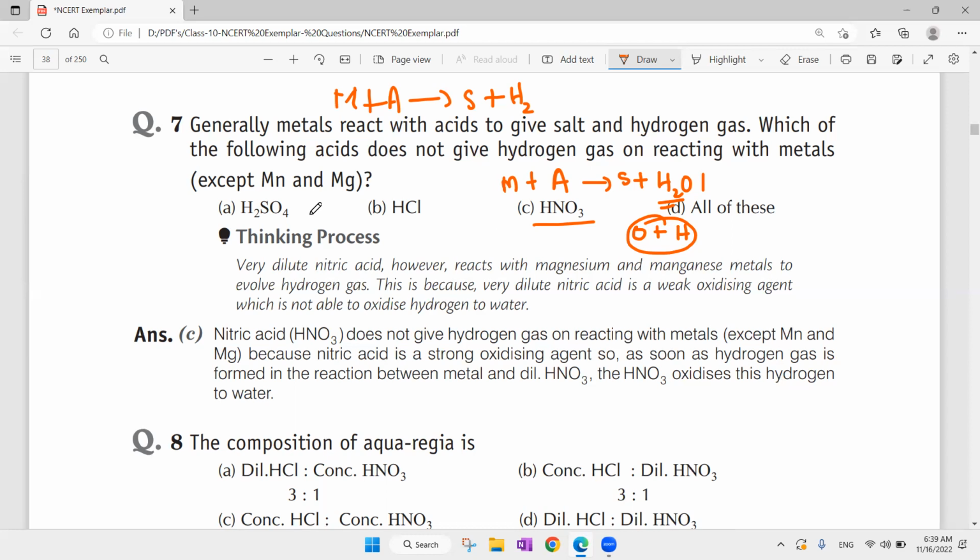But manganese and magnesium can react. Apart from these two metals, whichever metals you keep in nitric acid will not give hydrogen gas, it will give water, because it is a strong oxidizing agent. Oxygen as well as hydrogen, both will be combined to get water. That is the thing.